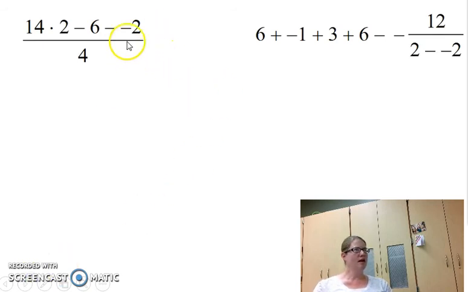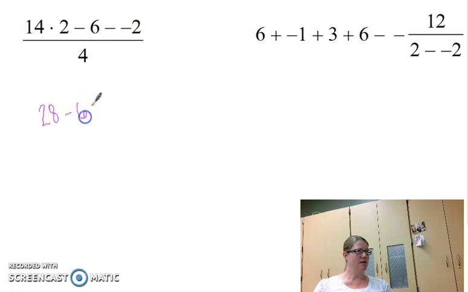Alright, so here on this first example, I do have a grouping symbol. It doesn't look like parentheses, but it is a grouping symbol. So I'm going to do everything on the top here before I try to divide anything by 4. So the first thing I'm looking at is the stuff on top here, right? On top here, I'm going to use my order of operations. Since there's no exponents, I'm going to move on to multiplication and division. There is one multiplication right here. So that's the first thing I'm going to do. 14 times 2 is 28.